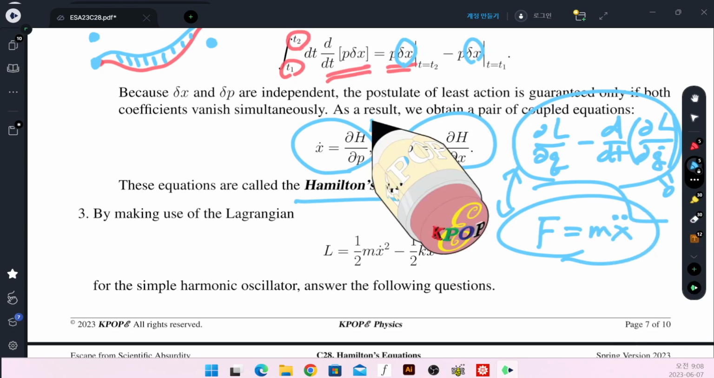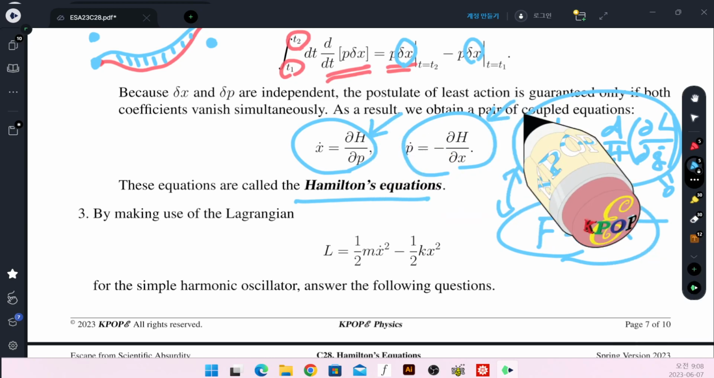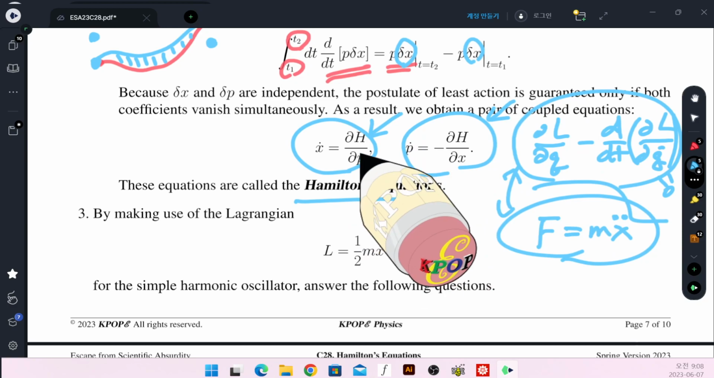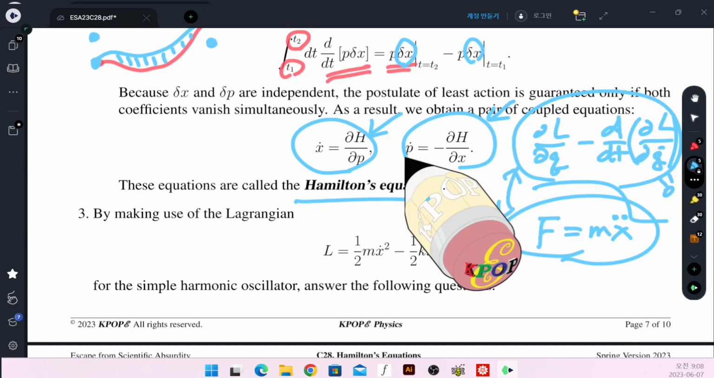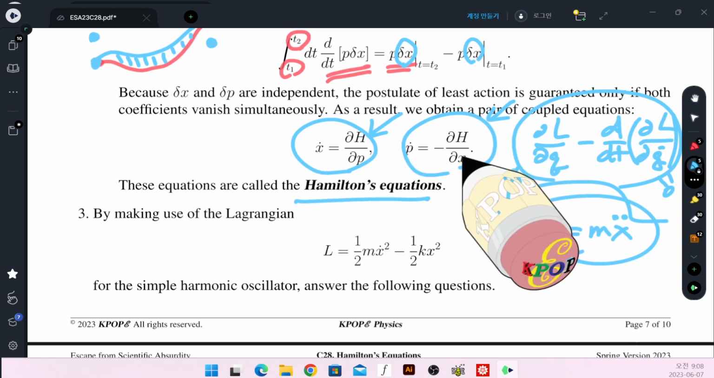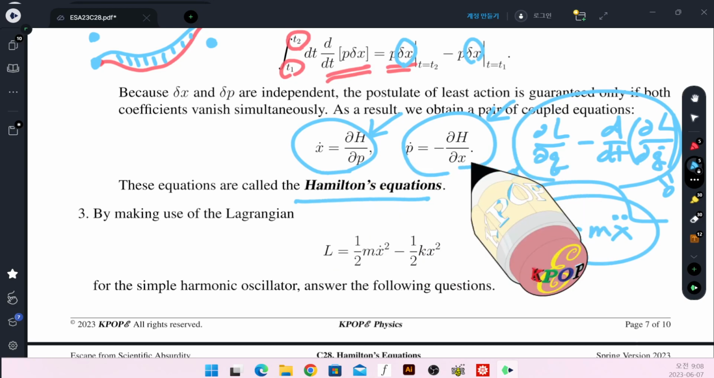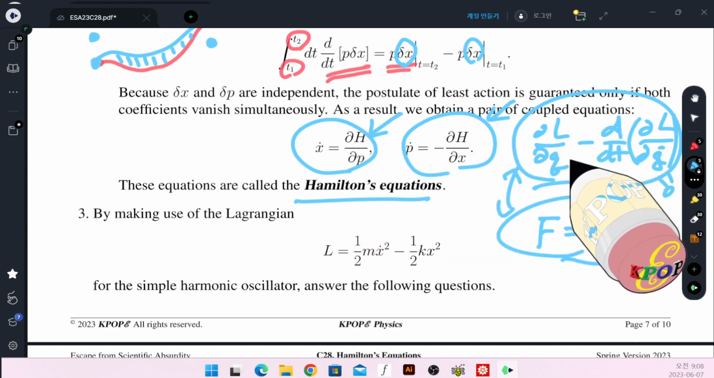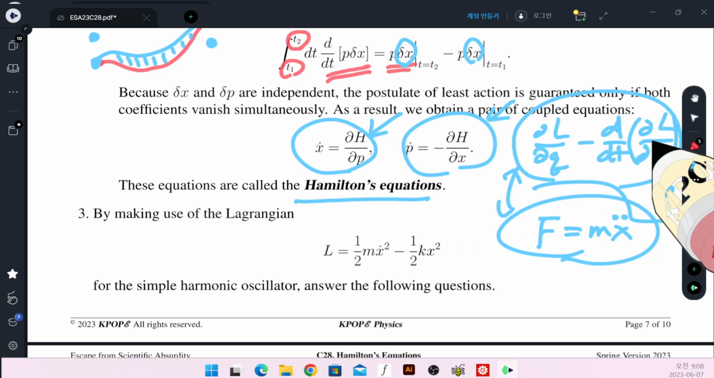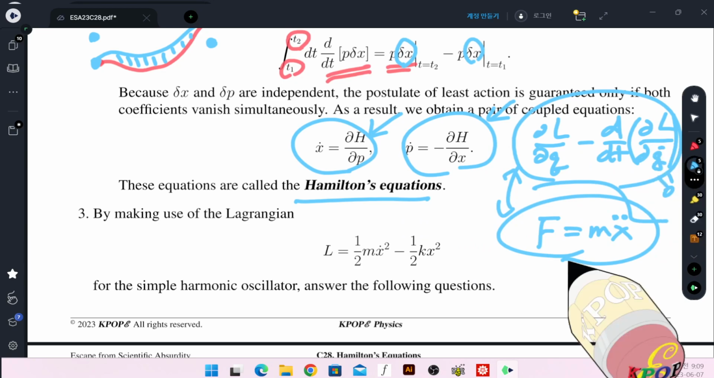However, we find that Hamilton's equation is not a second order equation, but a coupled first order differential equation, a system of differential equations. And if we combine them together, we will reproduce this Euler-Lagrange equation and F equals ma.